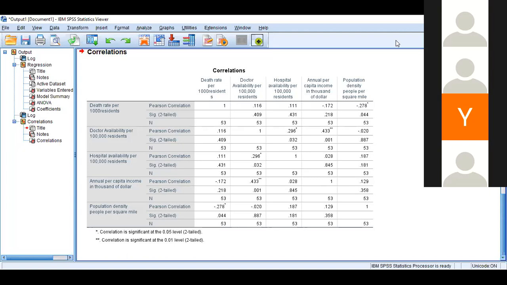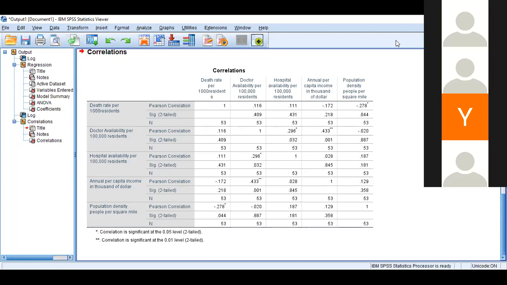But what you should look at here now is the value of the correlation. You see, population density is the one that has the highest value, followed by per capita income. Can you see?